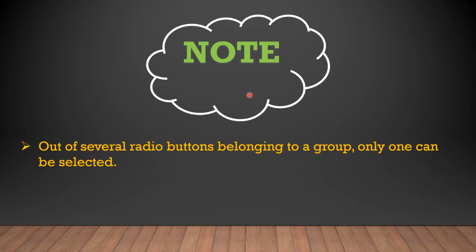Now there is one important note which you must remember. Out of several radio buttons belonging to a group, only one can be selected. As I just told, this is the main use of radio buttons, that whenever you select any one of them, then the other one which is already selected will get deselected. Why? Because only one radio button can be selected at a time from a group of several radio buttons.